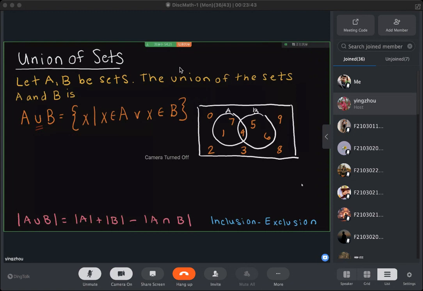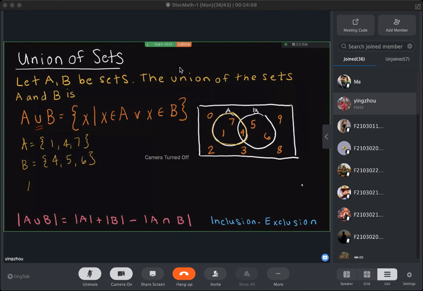So here in the Venn diagram that I have drawn, we can see that set A is the set that includes the elements 1, 4, and 7, everything contained in the set A circle. And set B contains the elements 4, 5, and 6.